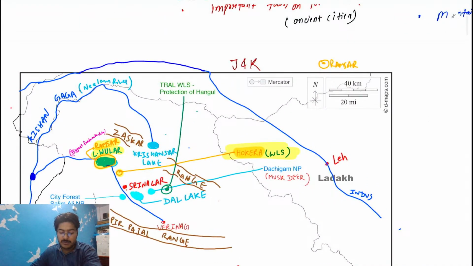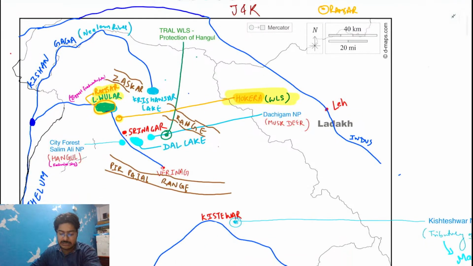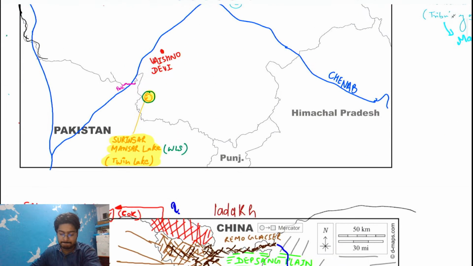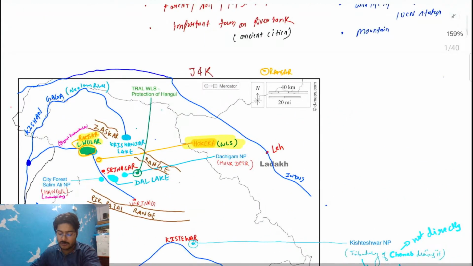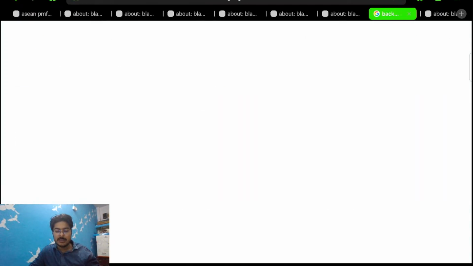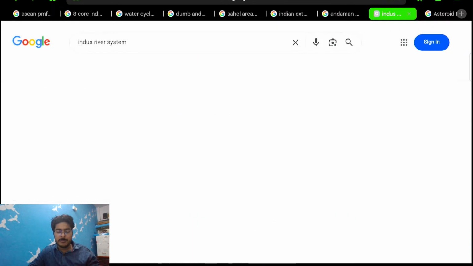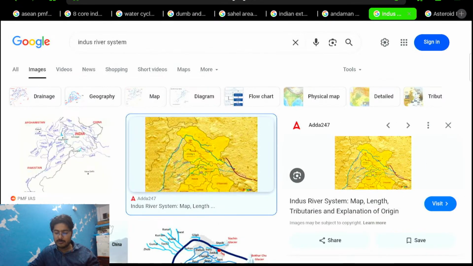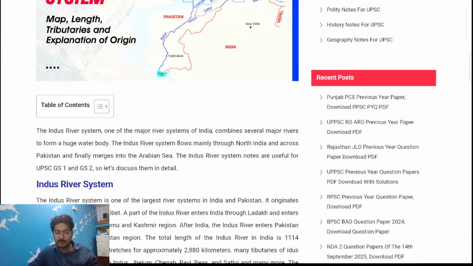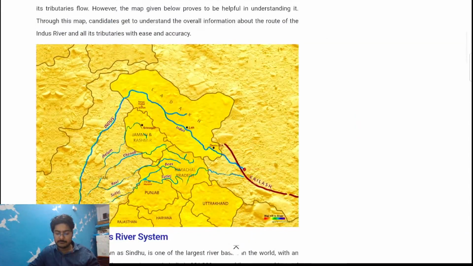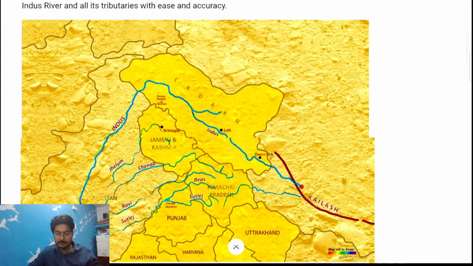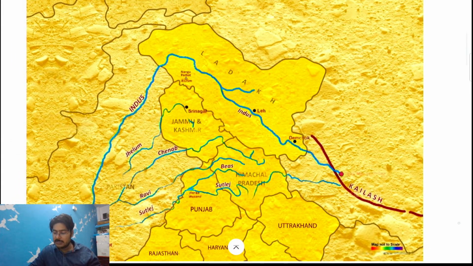Now, coming to J&K, it is the northern state of India. Before starting J&K, let us talk about the Indus Valley system or the Indus River. Earlier I have talked about it, but I am not going to talk about it more. So let's talk about the Indus River system. This is the Indus River system, or the Indus River.